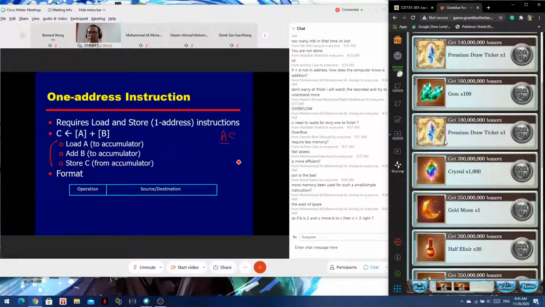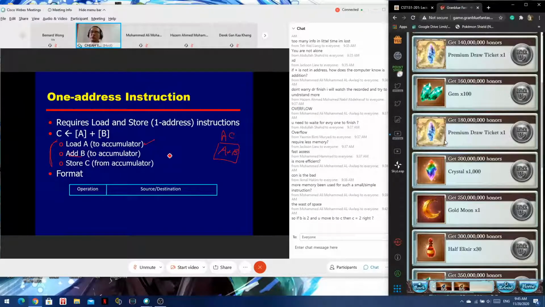Okay, so this is the accumulator. It's a special register. So it says load A. Okay, load A. Now it just says load A only, but load A to where? Automatically, the accumulator is implied. Okay, so you load A. Then you add B. Add B to what? Add B to the accumulator because it's implied. So you add B to whatever is already in the accumulator.